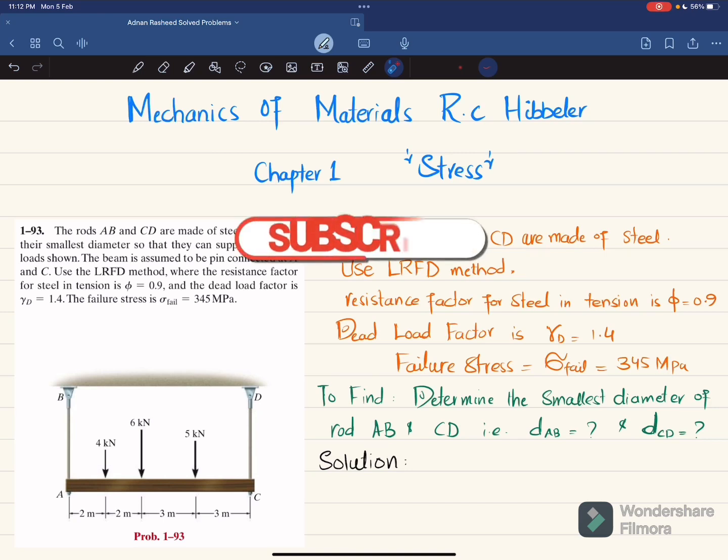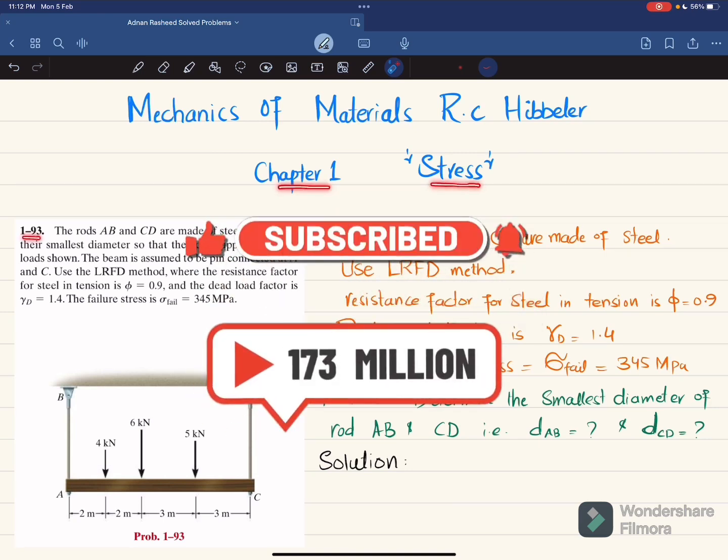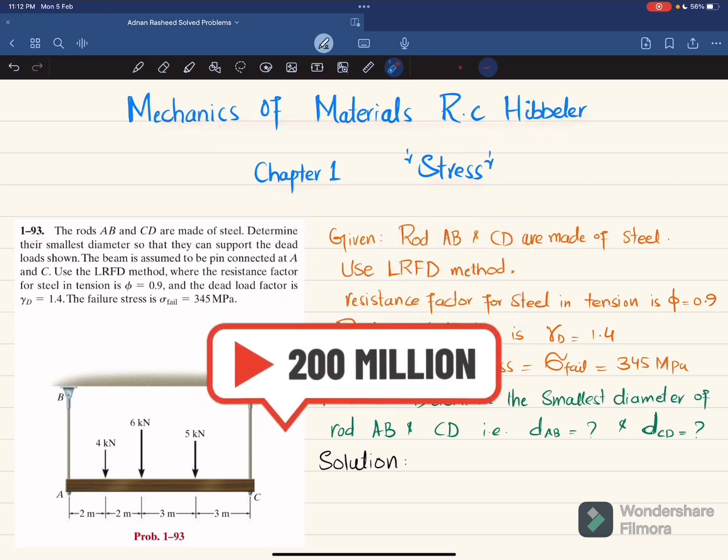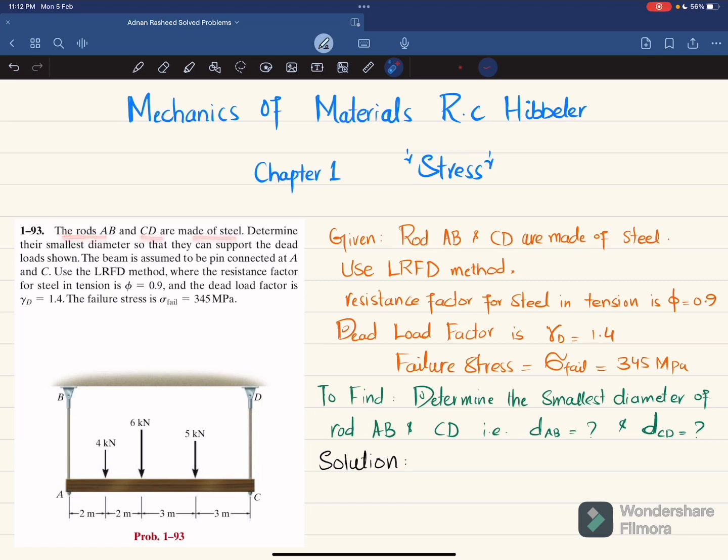Welcome back. In this video, we are going to solve problem 1-93, that is taken from chapter number 1, stress, and the book name is Mechanics of Materials by R.C. Hibbeler. So the statement is: the rods AB and CD are made of steel. Determine their smallest diameter so that they can support the dead load shown. The beam is assumed to be pin connected at A and C.